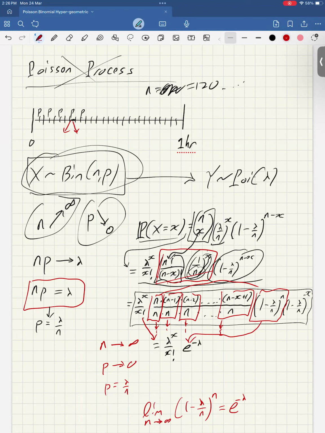And finally, look at the last component, 1 minus lambda over n to the power minus x. Notice that the power minus x is constant. It's lambda over n, and you're taking n to infinity, so this goes to 0, this stays at 1, and the whole thing just goes to 1. So there we go. We've now achieved the Poisson probability mass function.